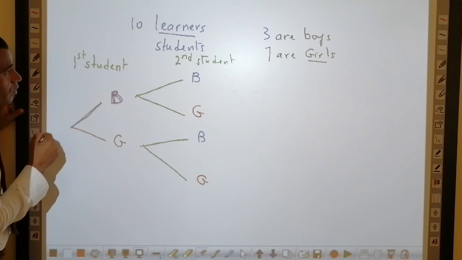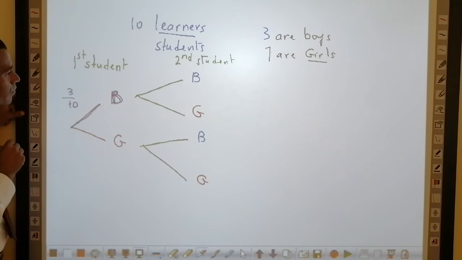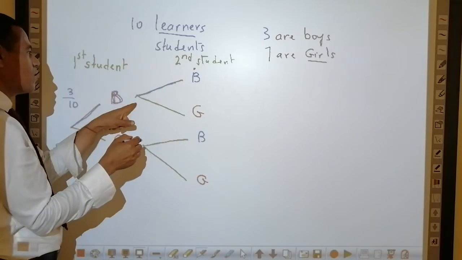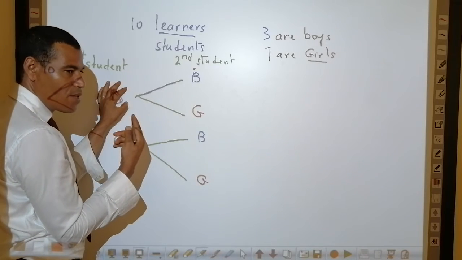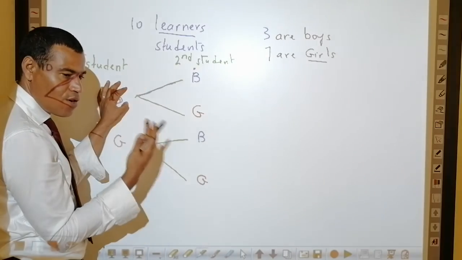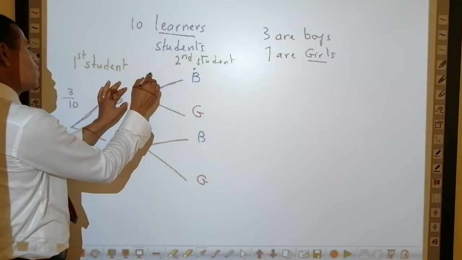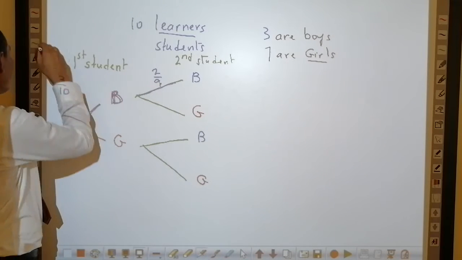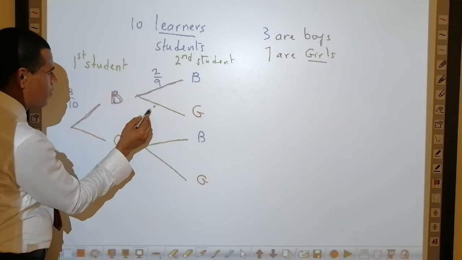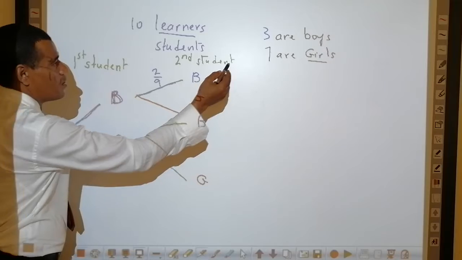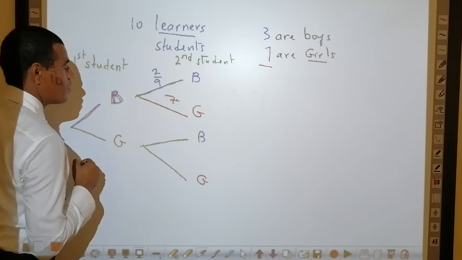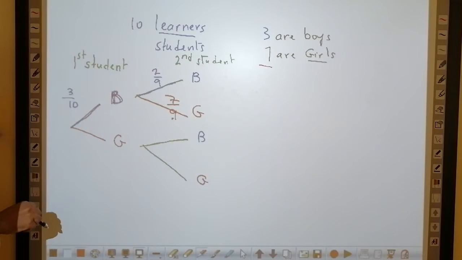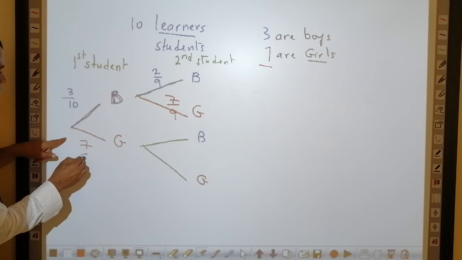The probability of getting a boy is 3 divided by 10. And here, the probability of getting a boy as the second student is dependent on the first one. If one boy is taken, we should reduce 1 from the number of boys, and reduce 1 from the total. It will be 2 divided by 9. This is for a boy. For a girl, the probability is 7 divided by 9, because we reduced one from the total. Good. Then also here, a girl will be 7 divided by 10.